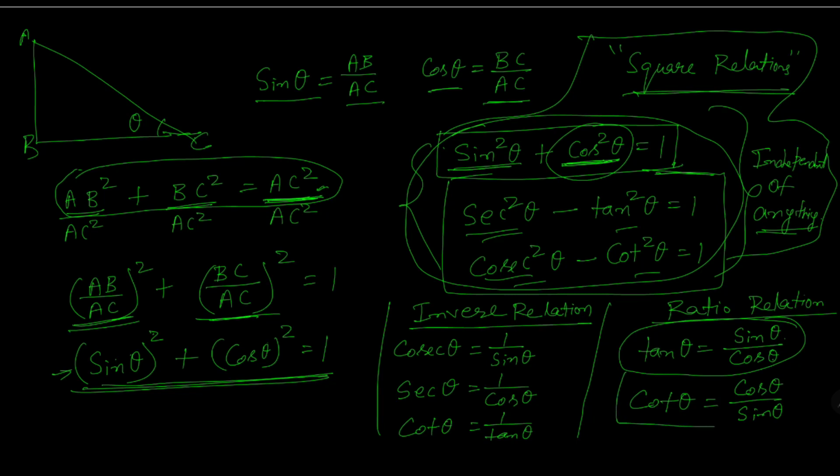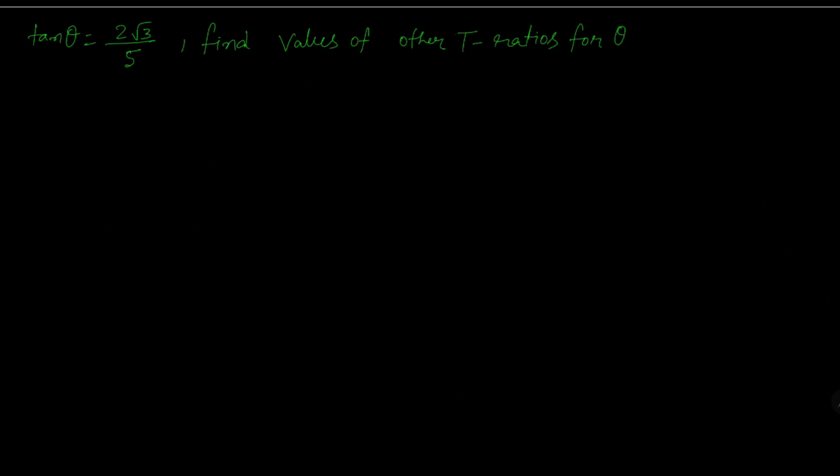So what you see on the board right now is the complete set of all formulae that is required, in fact more than required, for your MBA entrances. Now for the understanding, again I wanted to solve this question but without using triangle, only using the formula that you have learned. You know, tan theta is 2 root 3 by 5. You do it with the triangles, but right now I want you to do it with formula. Pause the video and come back to it. Find the other t ratios for theta. So how do we go about it?